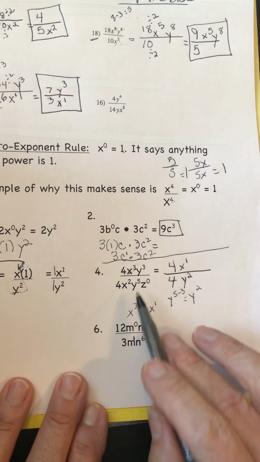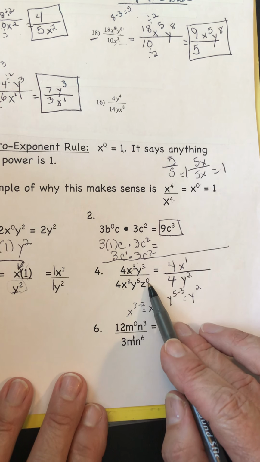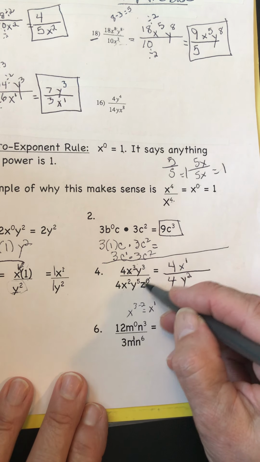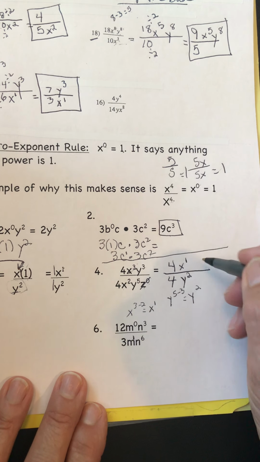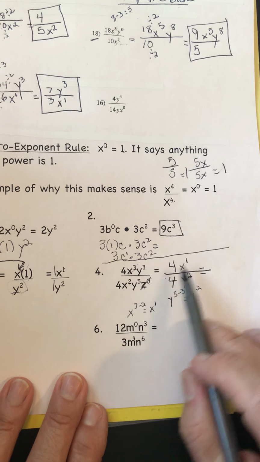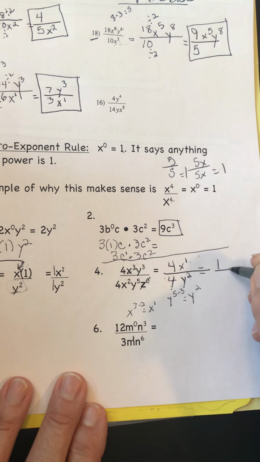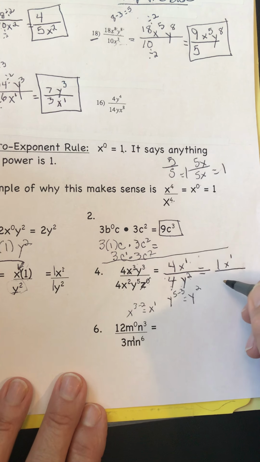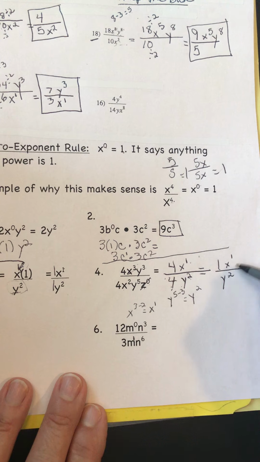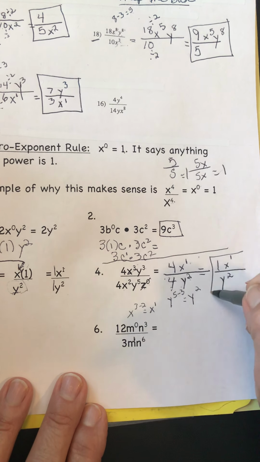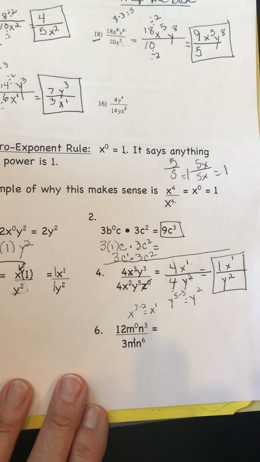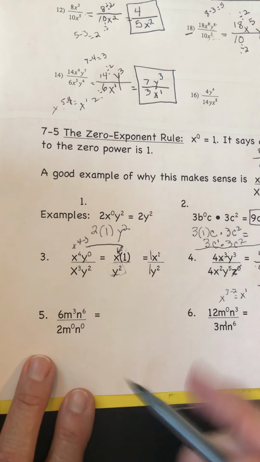Okay? And we have z to the 0 power, which would be 1. So my final answer is 4x to the 1 and 4y squared, and 4 over 4 is 1. So I'm going to put a 1 there just to help you see it. But you could also just have x to the 1 and x over y squared. Notice 4 over 4 is 1. Okay? Almost done. Let's take a look then at 5.